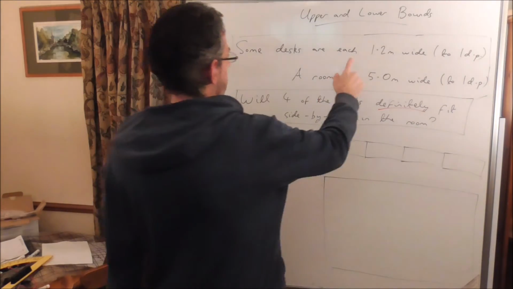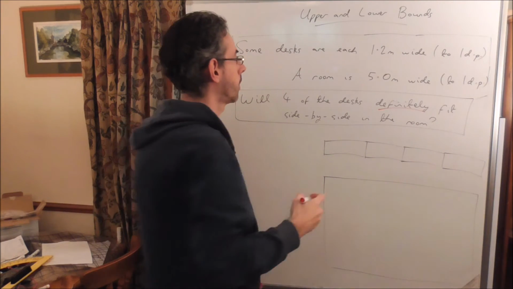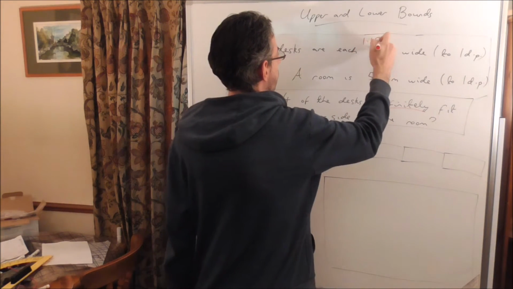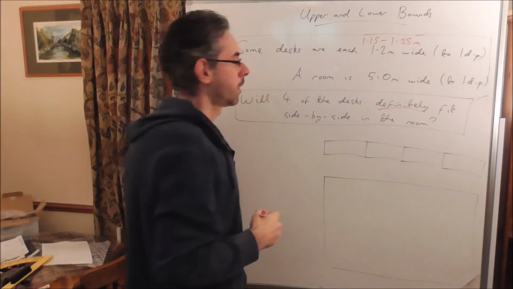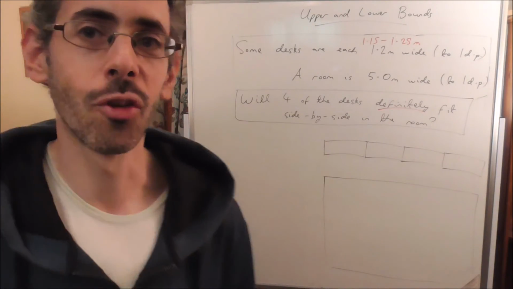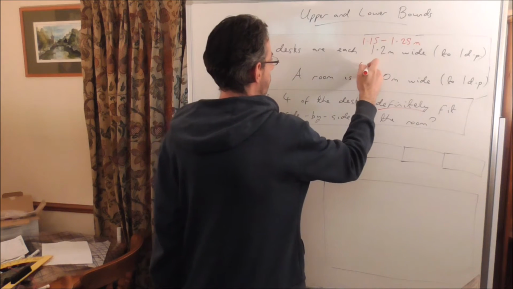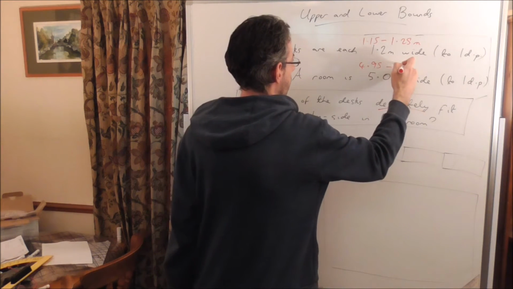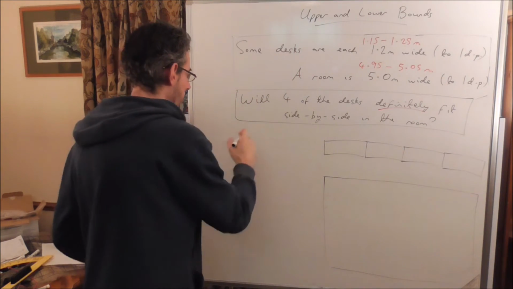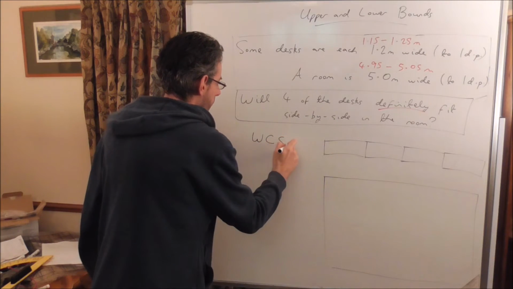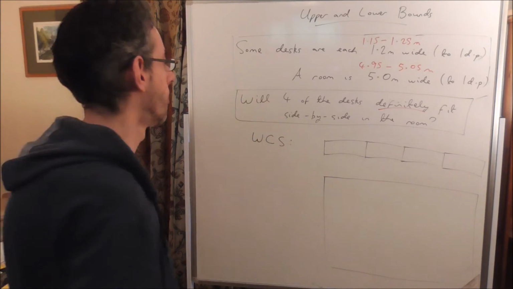So starting with the desks, I won't do a number line this time, I'll just write it down. If it's 1.2 to 1 decimal place, that means the lower bound is 1.15 and the upper bound is 1.25. And for the room, if it's 5.0 to 1 decimal place, what are the bounds going to be? Well, the lower bound is 4.95 and the upper bound is 5.05. And we're going to consider the worst case scenario. So we're going to imagine the desks are as big as possible and the room is as small as possible.